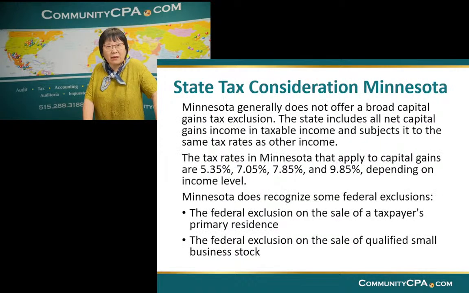What about Minnesota? Minnesota generally does not offer a broad capital gain tax exclusion like Iowa does. The state includes all net capital gains income in taxable income and is subject to the same tax rate as other income. So these are the rates in Minnesota, all the way to 9.85%, depending on your income level.